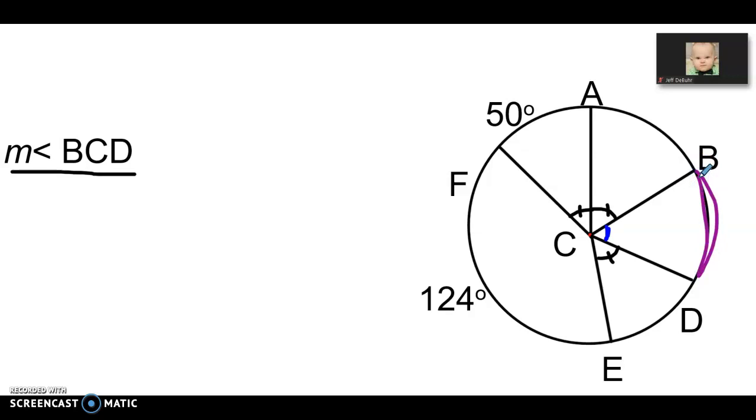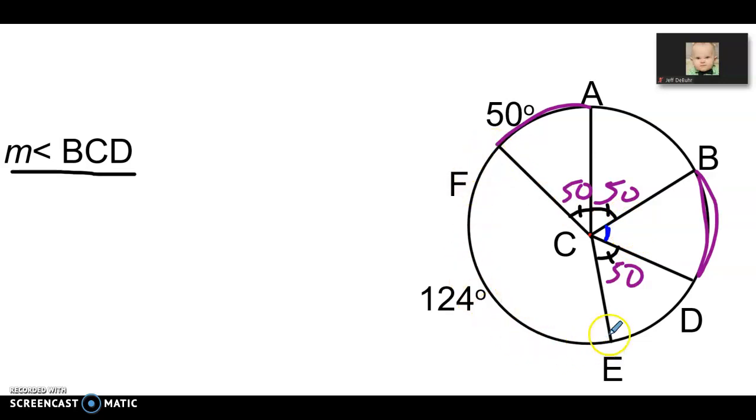But we do know arc AF, which is 50 degrees, which means the central angle in here has got to be 50. And then you notice we have 3 angles that are all marked as the same. So therefore, this has got to be 50, this has got to be 50. Well, we have a total of 1, 2, 3, 4, 5 angles in here. I don't have a way to directly find BD, but I can use indirect information.